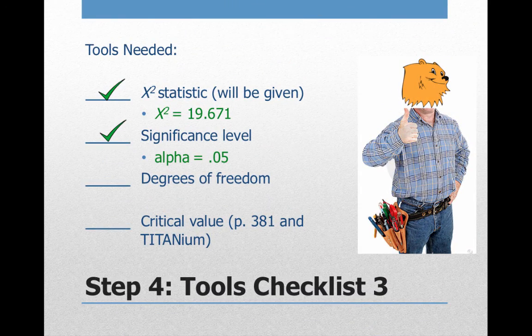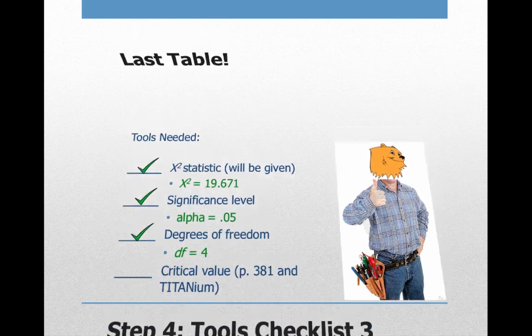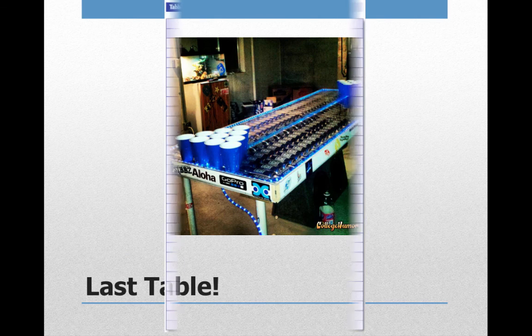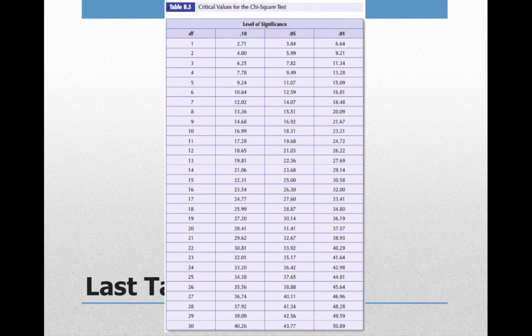So now we have our third tool that we need, our degrees of freedom, which we found to be equal to 4. So now our last tool, critical value. This is in the back of your book on page 381 and also provided to you in Titanium within your in-class exercises for chapter 17. So our last table, not that table, beer pong table, but this table, critical values for the chi-square test. So let's take a look at how we read this table.